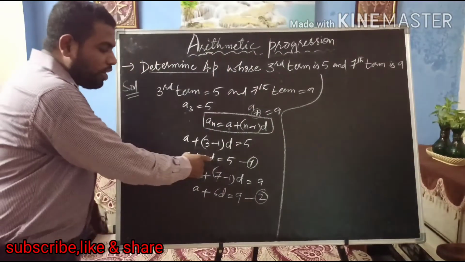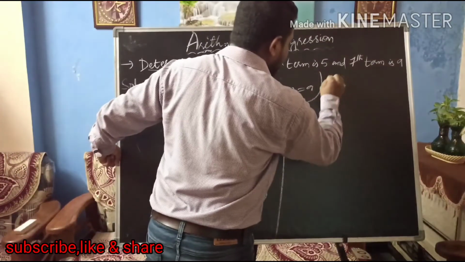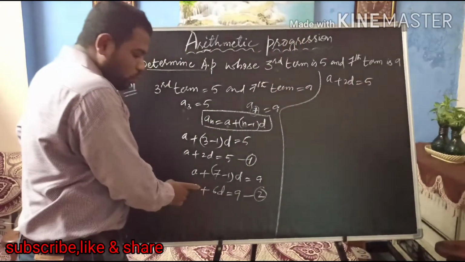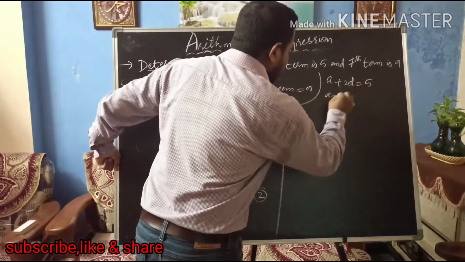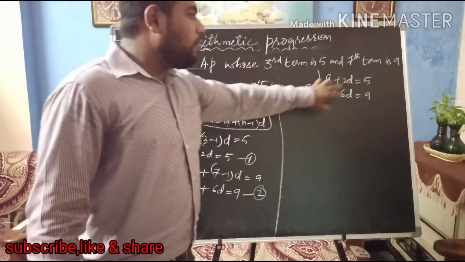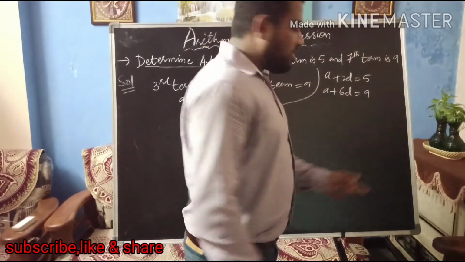a plus 2d equals 5. The second equation is a plus 6d equals 9. The first equation is a plus 2d equals 5, and the second equation is what? a plus 6d equals 9. We are just going to solve the first and second equation. Okay, we know how to solve these two equations.